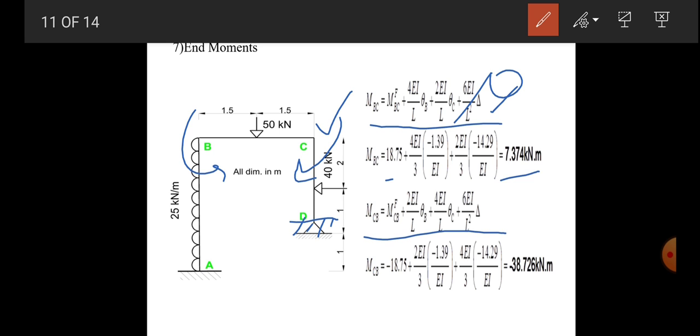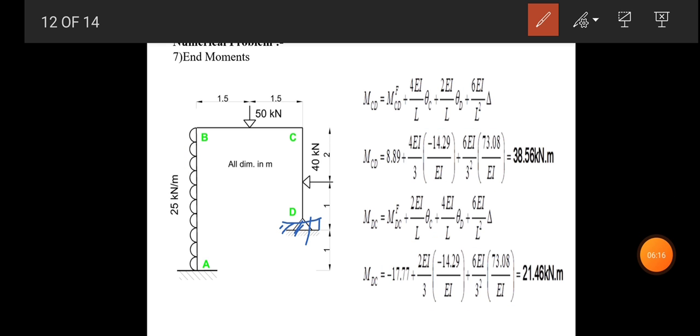So the formula will be MCB is equal to MFCB plus 2EI by L theta B plus 4EI by L theta C plus 6EI by L square delta. Now again the delta term will not be here because we are doing a calculation for a beam. So for a beam we neglect this, so don't consider delta for a beam. Put the value of theta B, theta C and MFCB. Putting the value, we have the end moment at C, MCB is equal to minus 38.726 kilonewton meter.